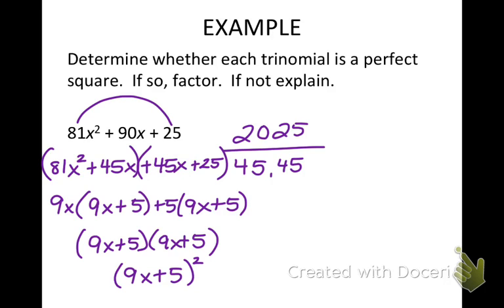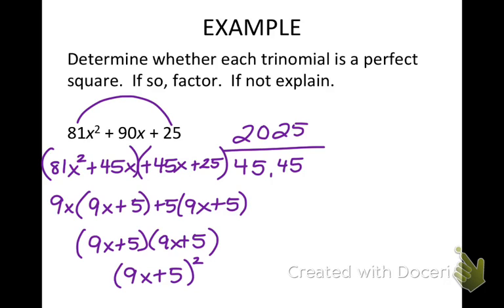Okay, but this only works for perfect square trinomials. That's why you need to check: does it work for the middle term? Does 9 times 5 times 2 make the middle term? If it does, then you can jump right to that shortcut and get your answer. So we don't have to do the work if it's a perfect square trinomial. Yep, if you remember how to do it correctly.